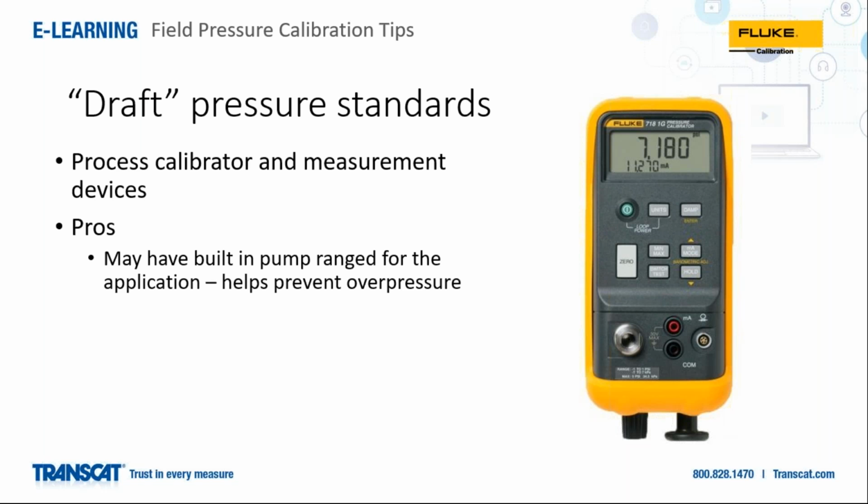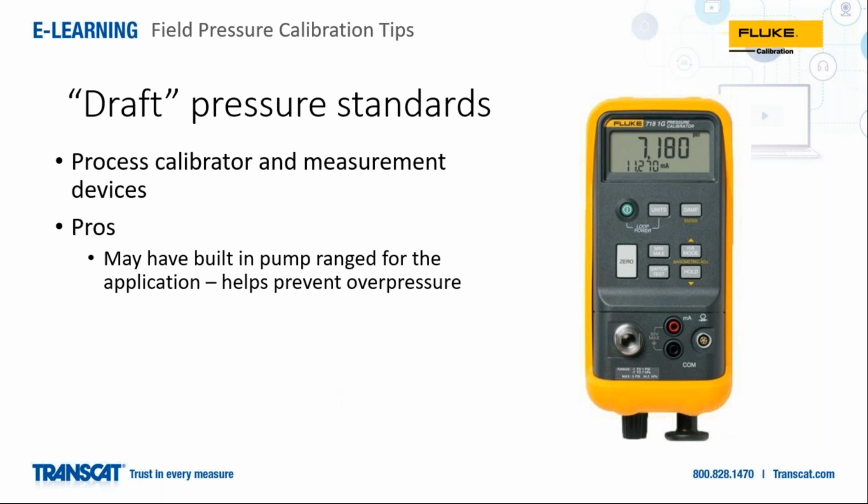If you're looking at a multi-range type application, what I would suggest is to get the pump, in general, with the higher range, and then get one of the modules that plugs into the process calibrator to handle the lower, more accurate range.